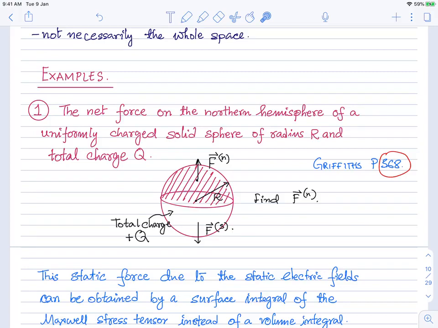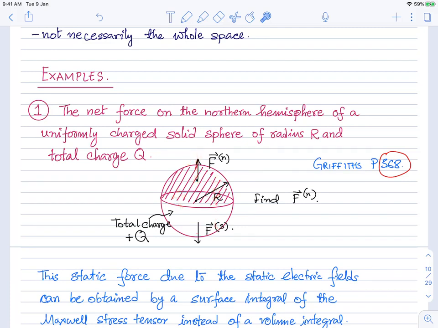But here, what we want to do is a different thing. We want to use the Maxwell's stress tensor to find the answer. That's what we are going to do. So this F_n is basically the force on the northern hemisphere, and the symmetry of the problem tells us that this force will be directed in this direction, in the upward north direction, because everything is plus.